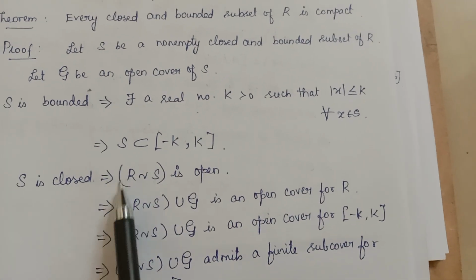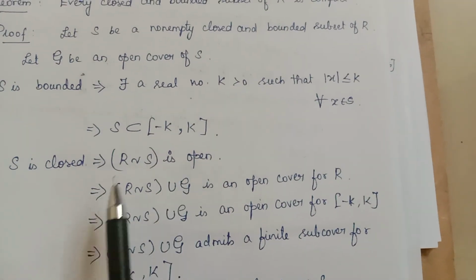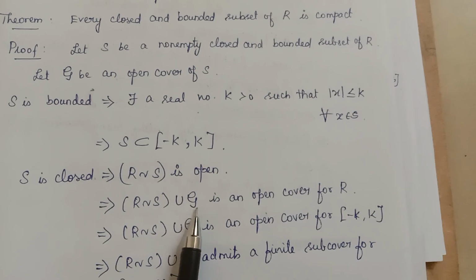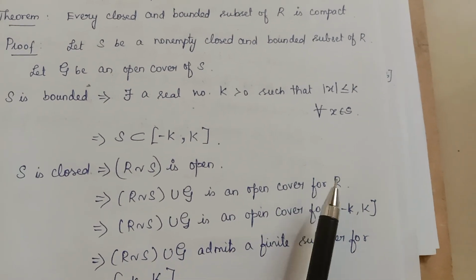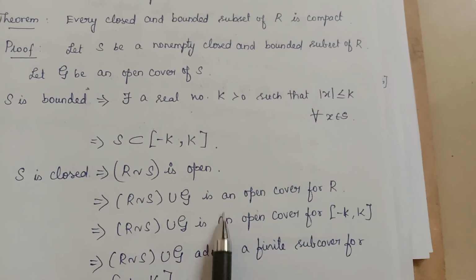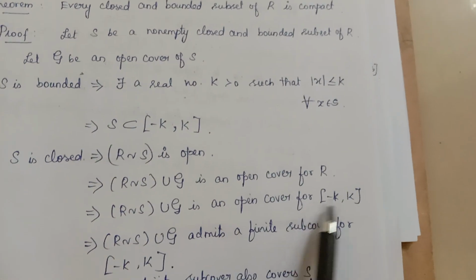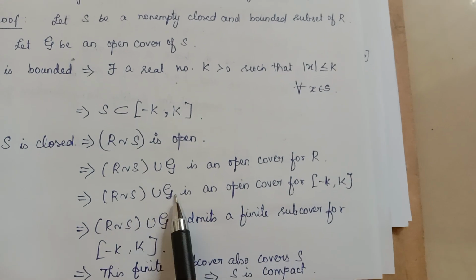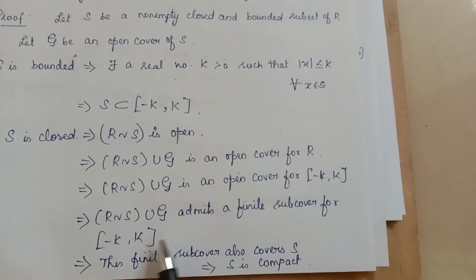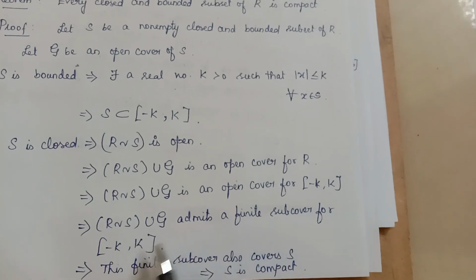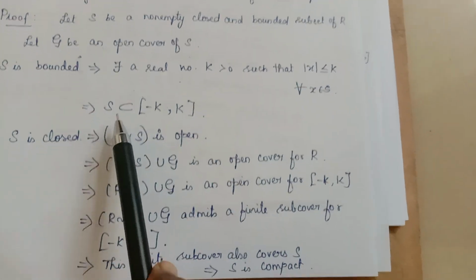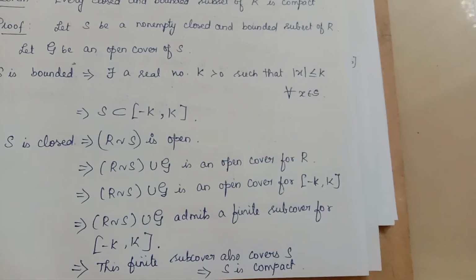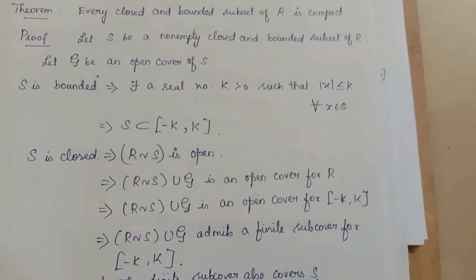Now S is closed implies what? R minus S is open. Now R minus S along with this G, union G, will be an open cover for R, isn't it? The real numbers. Therefore, it will also cover this interval minus k to k. But this is compact by the Heine-Borel theorem. Therefore, this open cover admits a finite subcover for minus k to k. If that is a finite subcover for minus k to k, S is a subset of this set, no? Therefore, it will be a finite subcover for S also. Therefore, S is compact. So that's all.